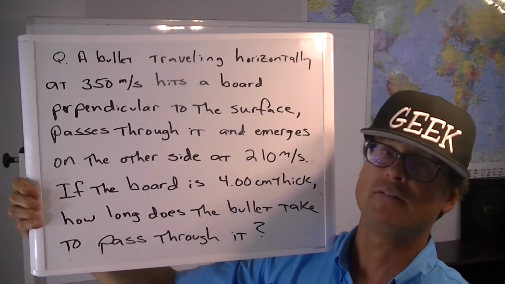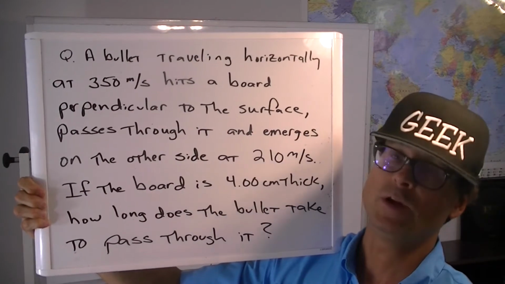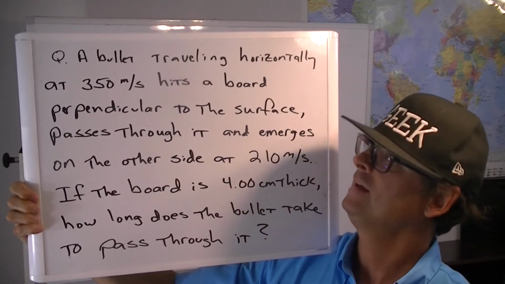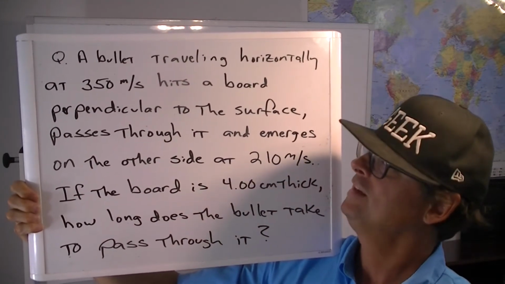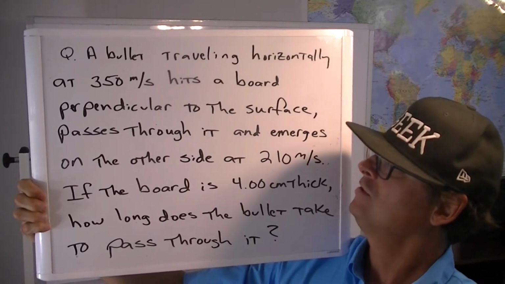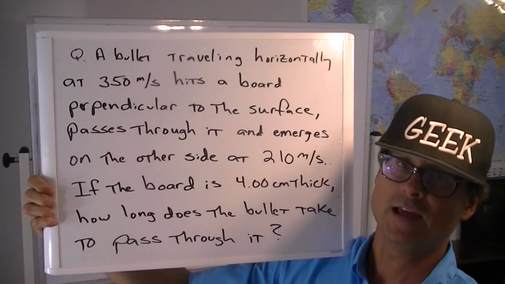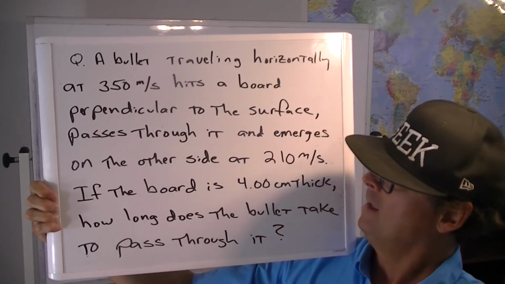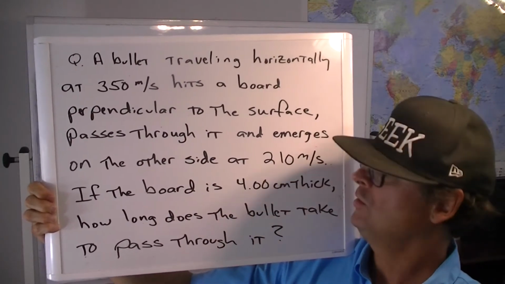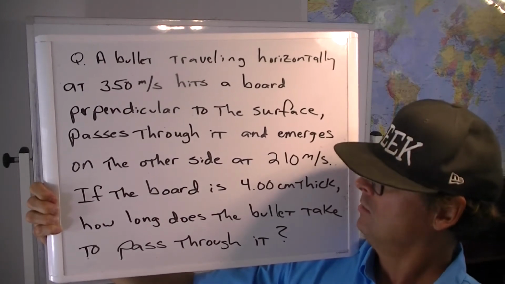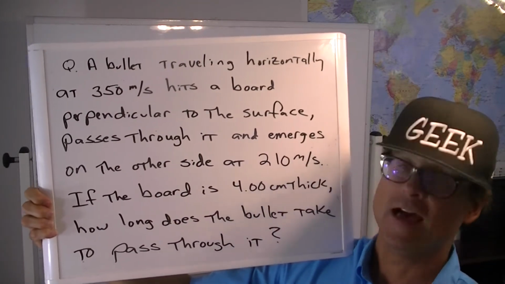A bullet traveling horizontally at 350 meters per second hits a board perpendicular to the surface, passes through it, and emerges on the other side at 210 meters per second. If the board is 4 centimeters thick, how long does the bullet take to pass through it?